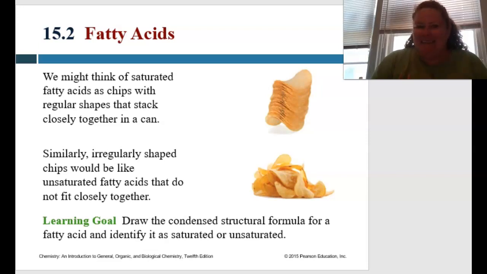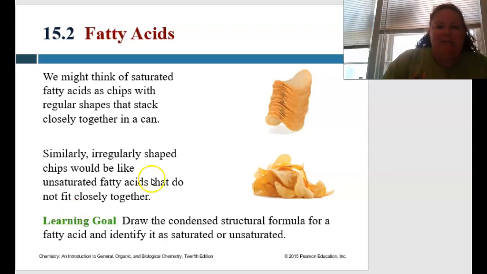Moving on to fatty acids. We might think of saturated fatty acids as chips with regular shapes that stack closely together in a can, kind of like Pringles, right? Similarly, irregularly shaped chips can be likened to unsaturated fatty acids, which don't fit closely together. And so this actually goes importantly into how they stack.